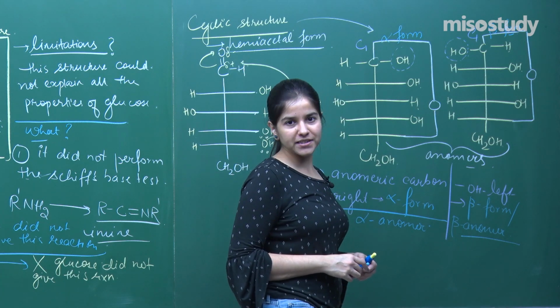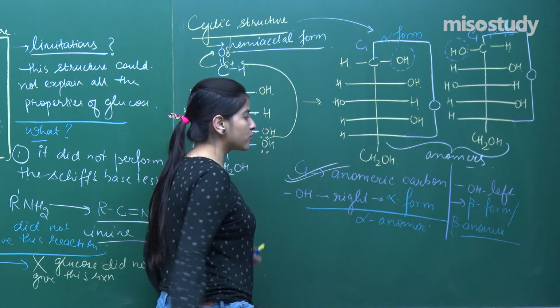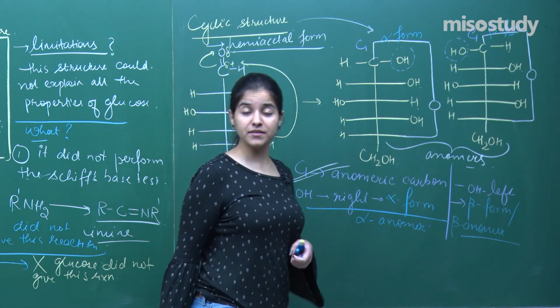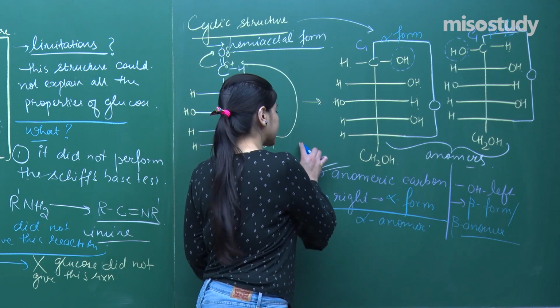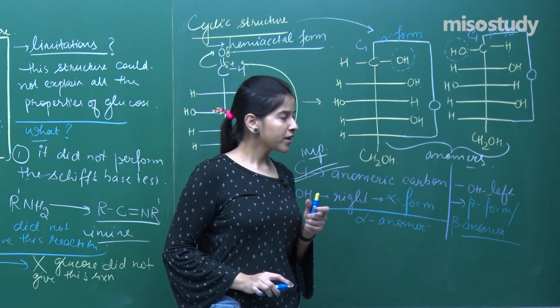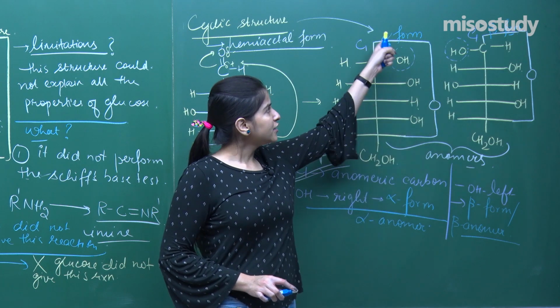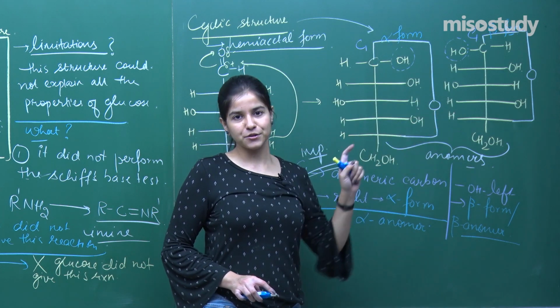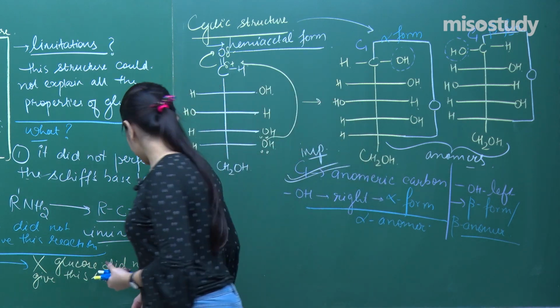So I hope everybody is clear with the idea, and this thing right here, that what are anomers, what are anomeric carbons, you must remember this. It's a very important thing over here. Mark this as important. Never miss out this. Fine. So that was the cyclic structure. I hope everybody is able to make the connections basically. It's very interesting right here. Now, let's move on further.